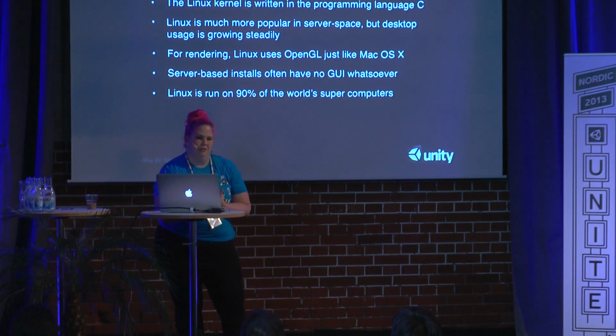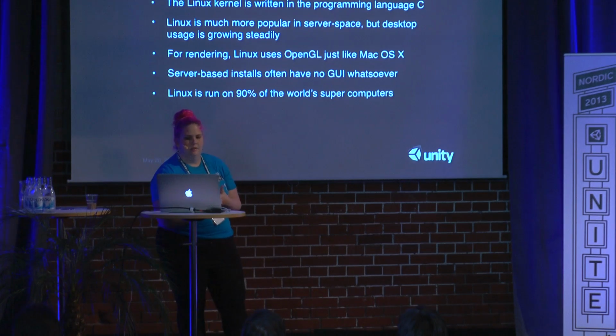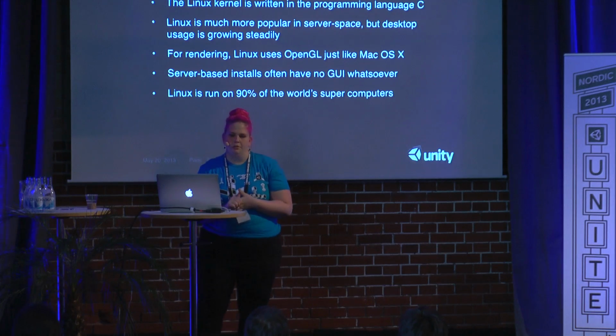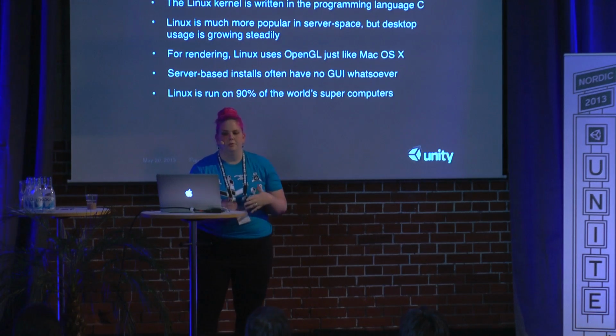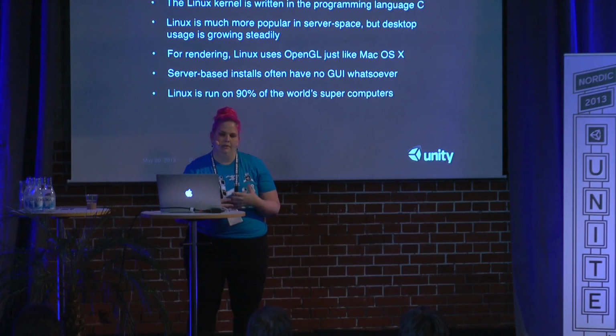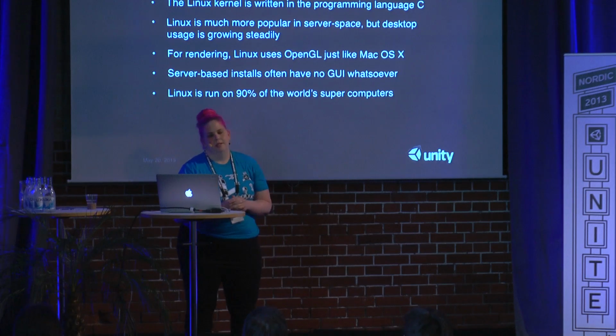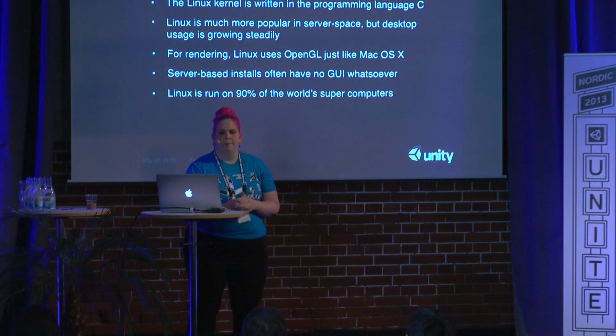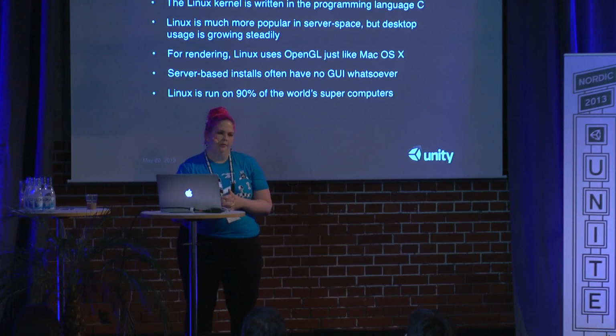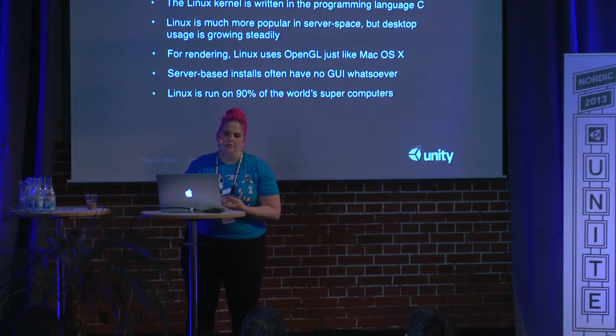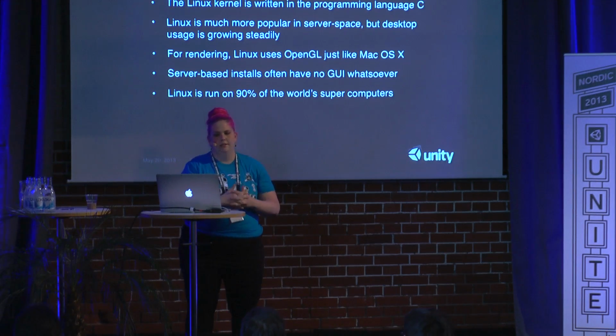Then a few technical facts, which I think probably most of you know because this audience is primarily full of Linux users. But obviously the Linux kernel is written in the programming language C. And it's much more popular in server space, but the desktop usage is growing steadily. I'll talk a bit about that in a minute. For rendering, Linux uses OpenGL just like Mac OS X. At least it does now.